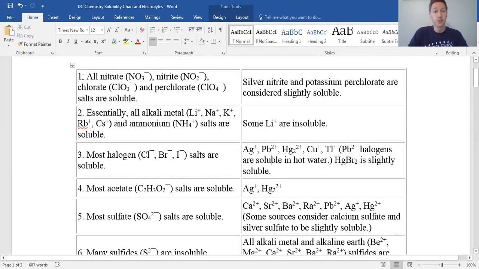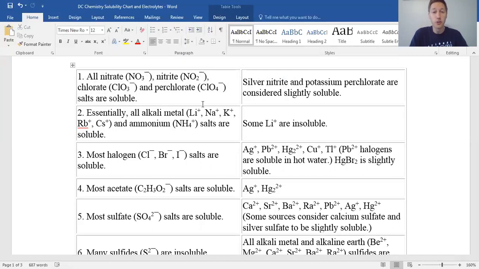So what does this rule say then? This rule says all nitrate, nitrite, chlorate, perchlorate salts are soluble. What that means is if you take these polyatomics and mix them with any metal, so gold nitrate, silver nitrate, iron nitrate, sodium perchlorate, any one of these things, you take that salt, put it into water, it will dissolve.